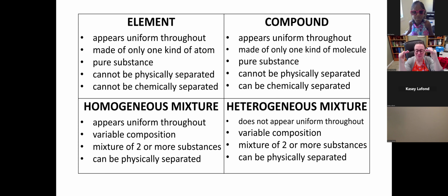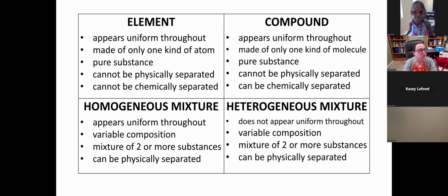I've got all the pure substances on the top, all the mixtures on the bottom, right? And the first bullet point for all of them talks about what they look like. So an element, because it's made of only one kind of thing, is going to look uniform throughout. A compound also is going to look uniform throughout. A homogeneous mixture is going to look the same all throughout. A heterogeneous mixture does not look the same all throughout.